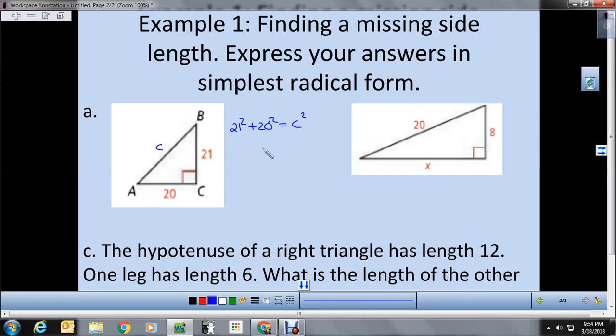So now we take 21 squared. We square that, and we get 441. 20 squared is 400, and it's equal to c squared. So now we add 441 and 400 and get 841 is equal to c squared. Now we have a situation just like the practice problems we began class with. Take the square root of both sides, and c is equal to the square root of 841, which comes out to be 29. So c is equal to 29.